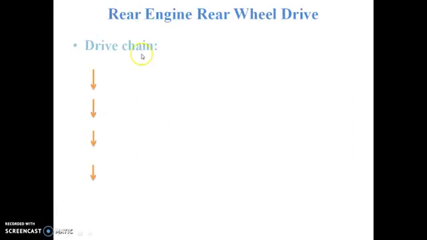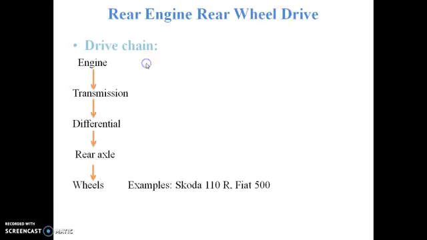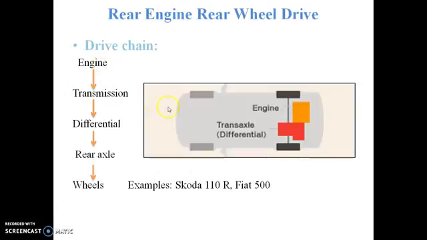The next type of the layout is the rear engine rear wheel drive. In this case, the engine is mounted at the rear and power is to be transmitted to the rear wheel only. So this is the drive chain for the rear engine rear wheel drive. In this case, the power is transmitted from the engine, then to the transmission, then to the differential, and from the differential to the rear axle, and then to the rear wheels.